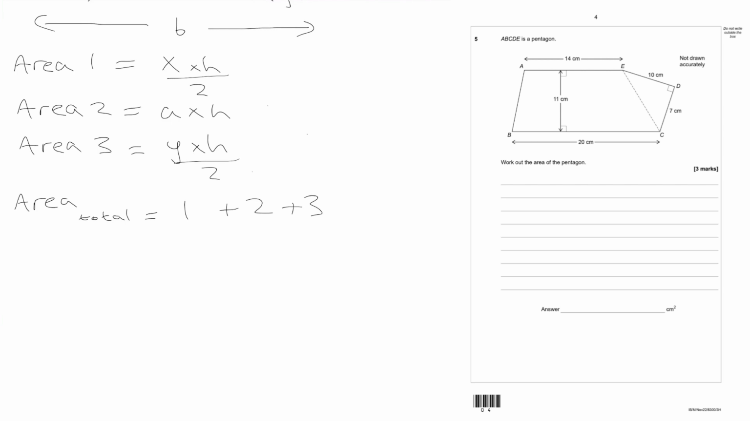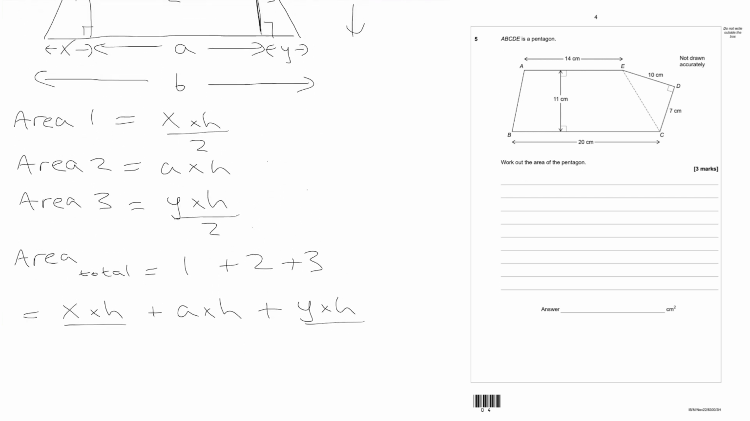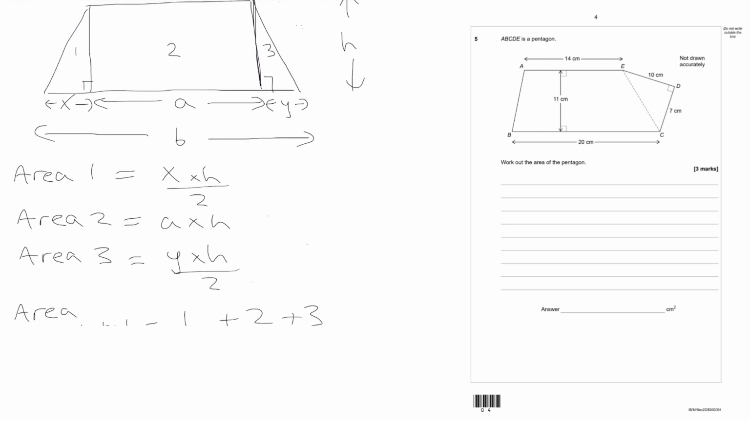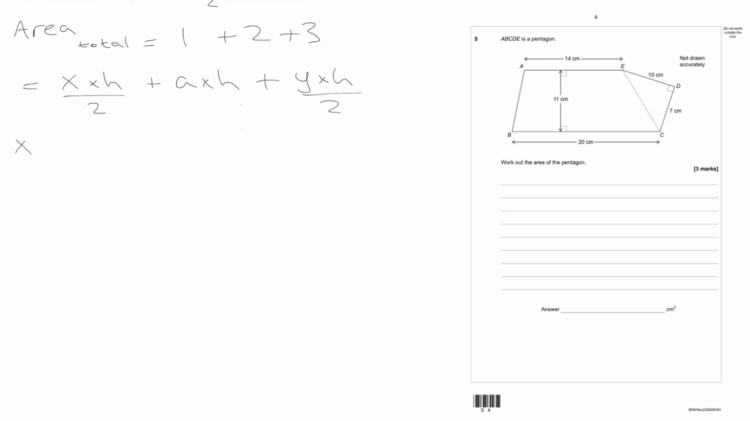So let's substitute in the values we have. So we have area 1, so we have X times H over 2 plus A times H plus Y times H over 2. And let's scroll up. And now, one thing to bear in mind, if we look, X plus A plus Y is equal to B. So let's make a note of that. And we'll just hang on to that as we go through this.